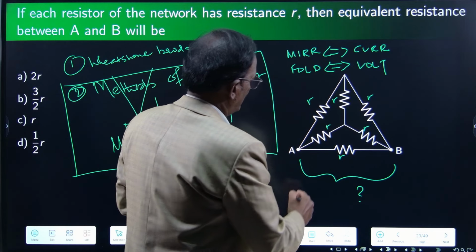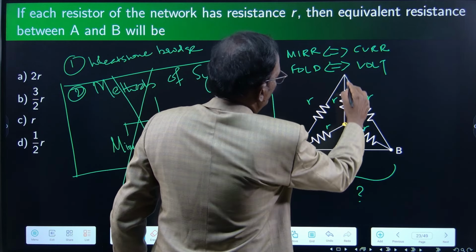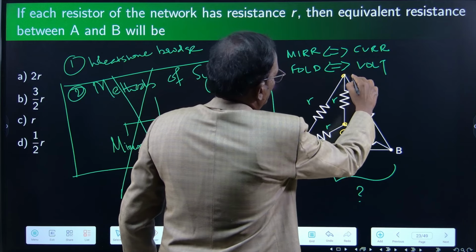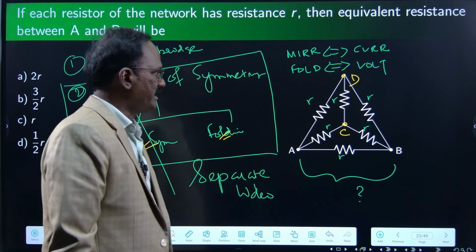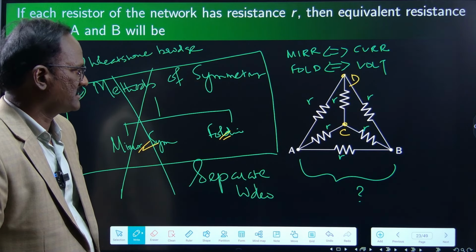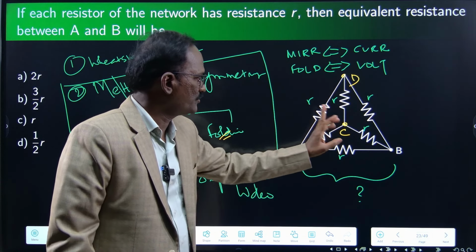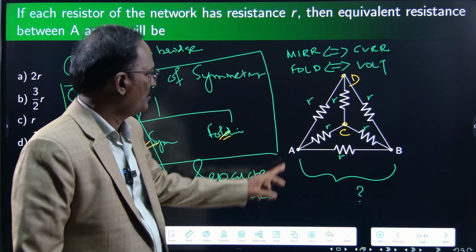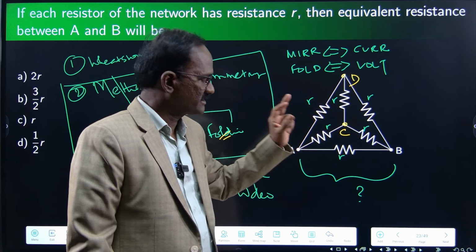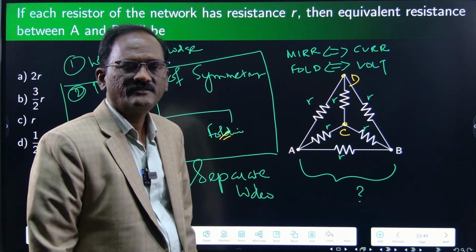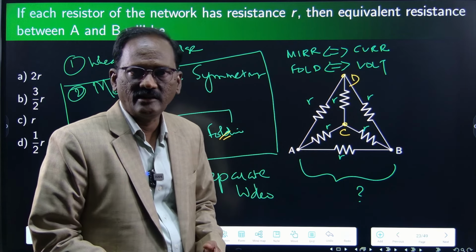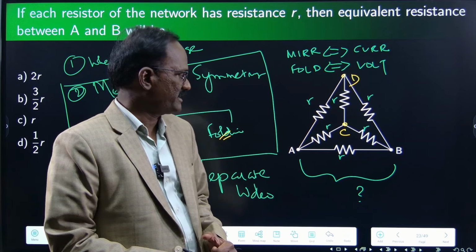How many nodes? 1, 2, 3, 4. Yes, 4 nodes. Let us name them C and D. For 4 nodes, how many resistors? 5 resistors we need, but there are 6 resistors: 1, 2, 3, 4, 5, 6. If 6 resistors are available, we can apply Wheatstone bridge.